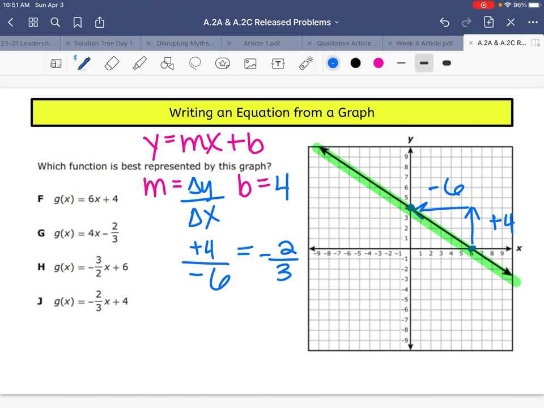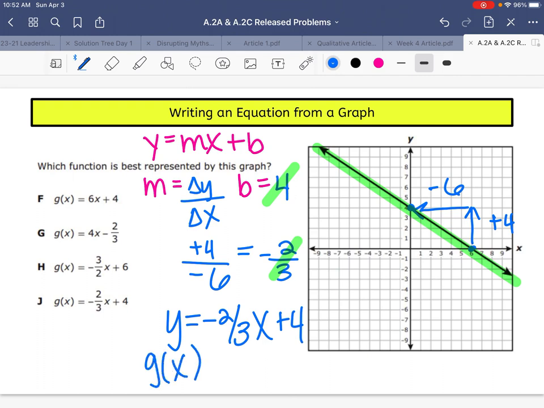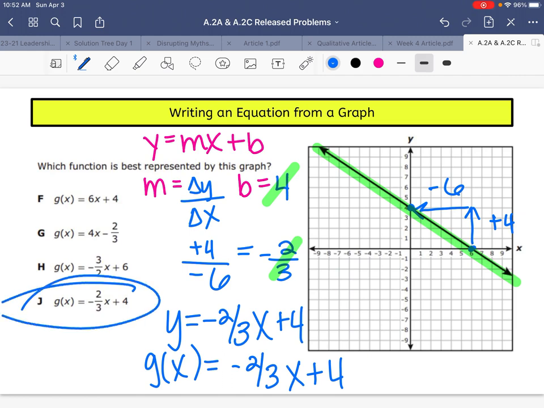So now that I have all of my pieces, I have my y-intercept and I have my slope, I'm going to put them together, and I get that y is equal to negative 2/3 of x plus 4. I notice my answer choices are all in function notation, so I can easily write that g of x, which is the same as my output, is equal to negative 3x plus 4. And I see that j will be my answer choice.